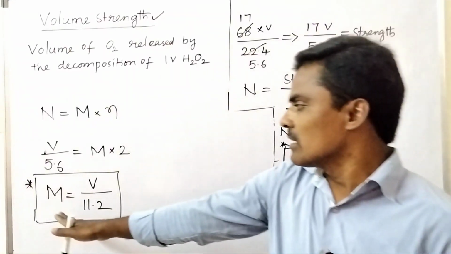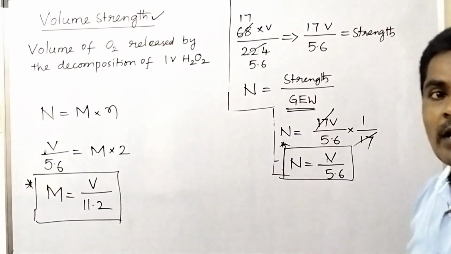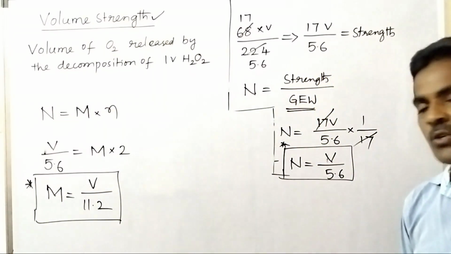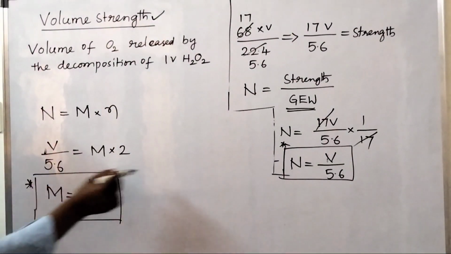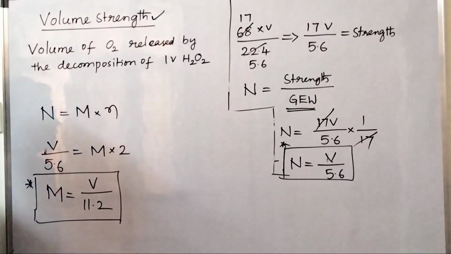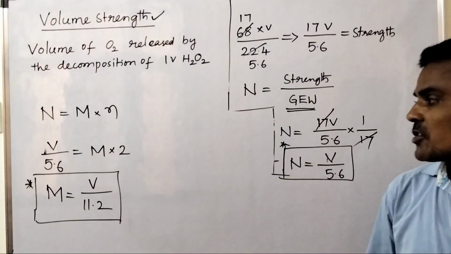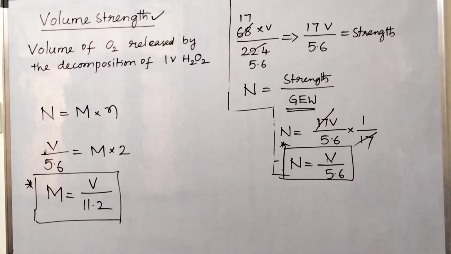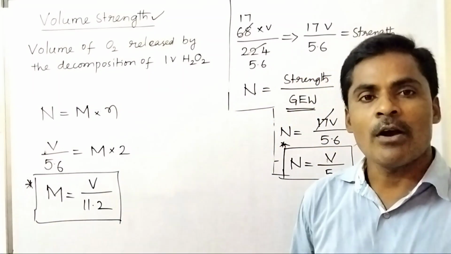So we can calculate the molarity of hydrogen peroxide solution whenever the volume strength of that solution is given, using molarity equals to volume strength upon 11.2. You have to remember these two formulas to calculate the molarity and normality of hydrogen peroxide solution whenever the volume strength is given. Normality equals to volume strength upon 5.6. Molarity equals to volume strength upon 11.2.